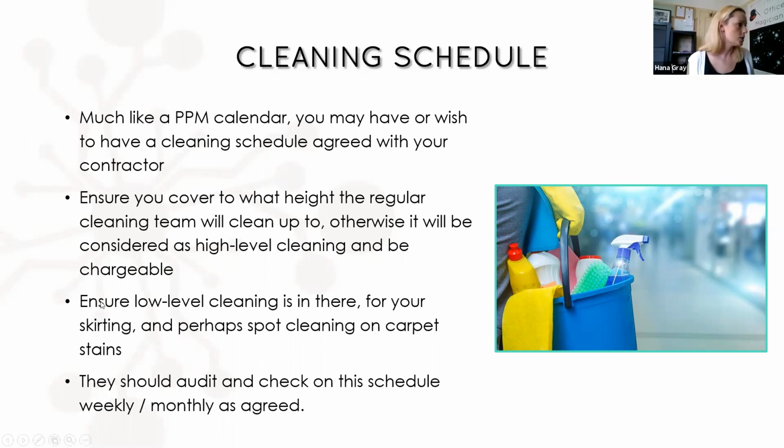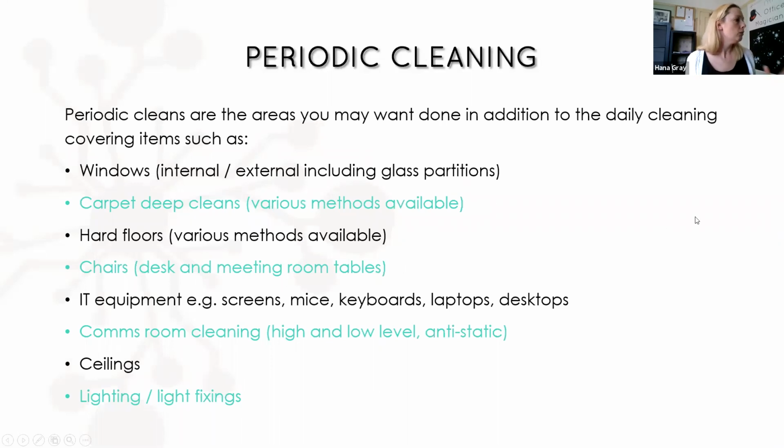Yeah, we've already talked about the audit, so just a few bits there. And then periodic cleans are the areas that you may want done in addition to your daily or regular cleaning, whatever circumstances you have. These will cover things like windows, so internal and external glass, partitions as well, carpet deep cleans, and there's various methods available, so you should talk to your cleaning contractor about that. All sorts of different machines and chemicals that they can use. Lots of environmentally friendly ones out there now as well, so have a look at those if you haven't already. Hard floors, again, lots of different chemicals and machines available, and it will very much depend on what your hard floor is made up of.